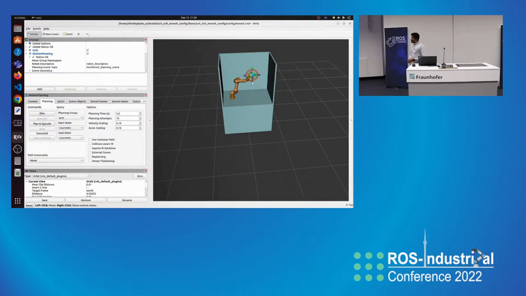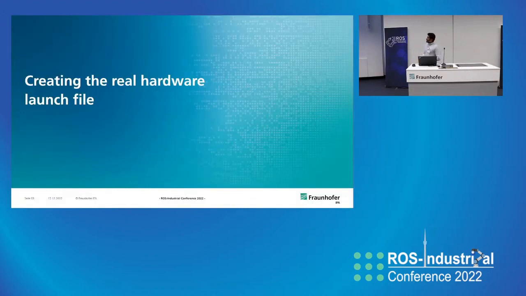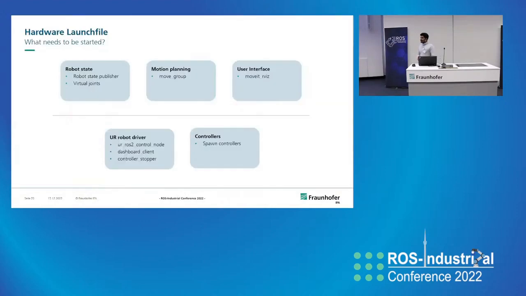And now comes the most important part, where we spent a lot of time to understand how to create the real hardware launch file. We spent a lot of time here because none of these things are available, in the sense that how to put all of these puzzles together to create this big picture was not clear for us. And so these 5 components are really important for launching the hardware setup.